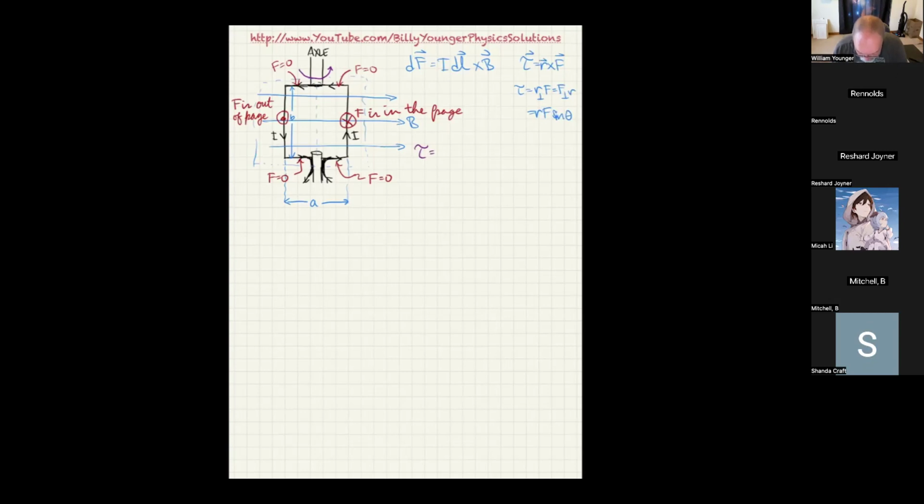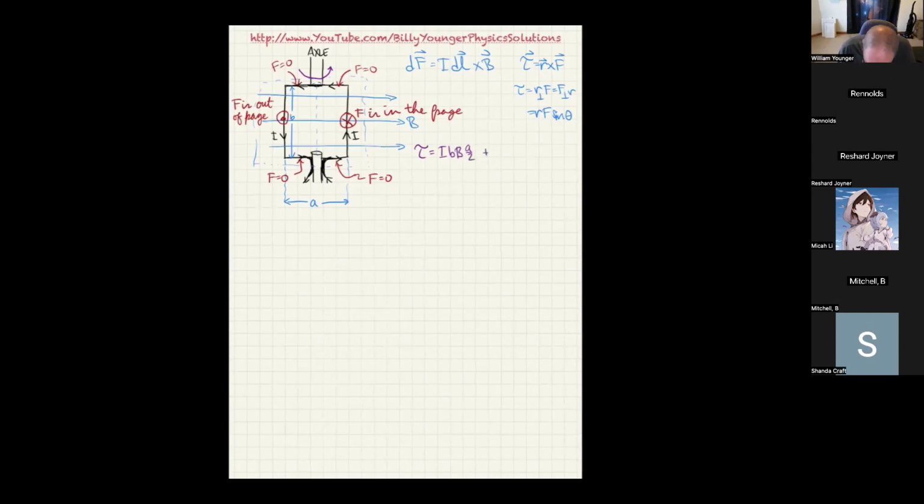And the torque is going to be the force times the lever arm. Well, we know the force is I times the length times B. So it's going to be I times B, the distance across that, times the magnetic field, which would be B, and then the lever arm, I think you can see, is A over 2. So that's for one of them.